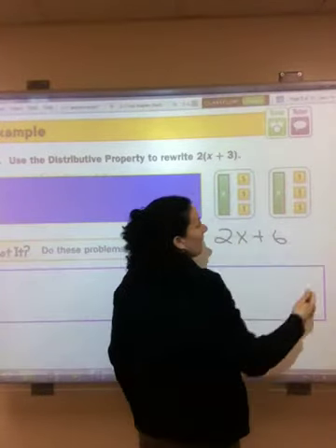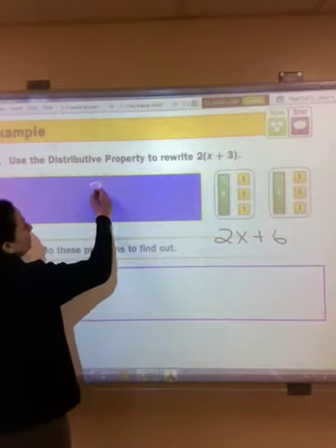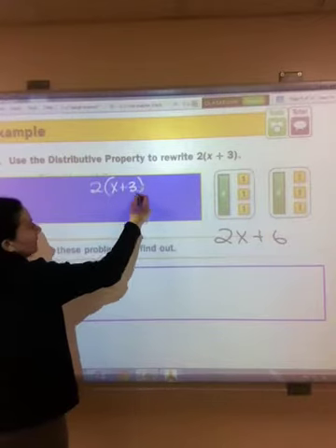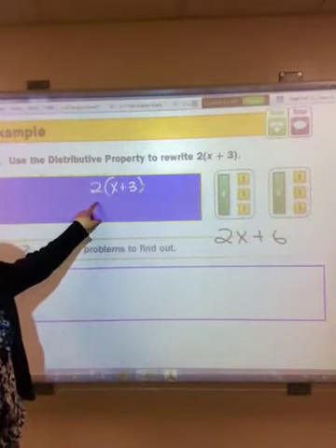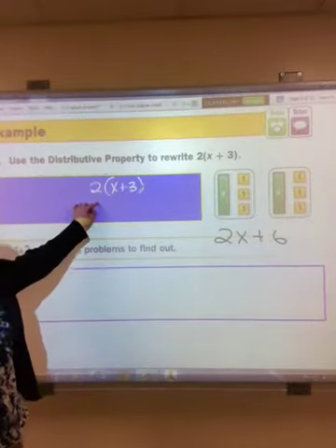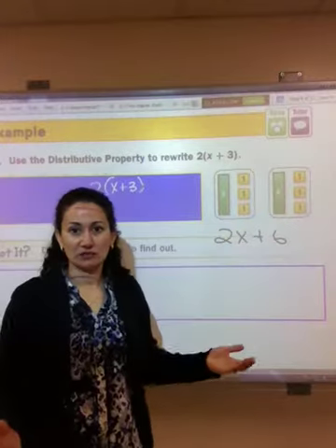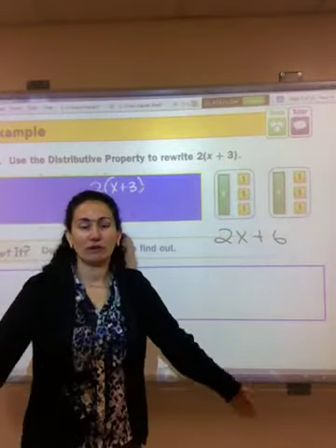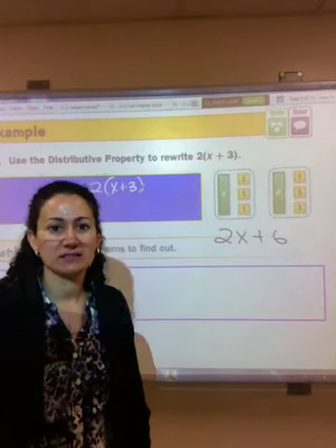Now I'm going to show you how you actually show your work and use the distributive property to simplify a problem like 2 times x plus 3. Go ahead and write this one down in your notes. Here's an example. Simplify using the distributive property. The reason I say simplify and not solve is because I have a variable here. I can't solve it because I don't know what x is. I am not told the value of x.